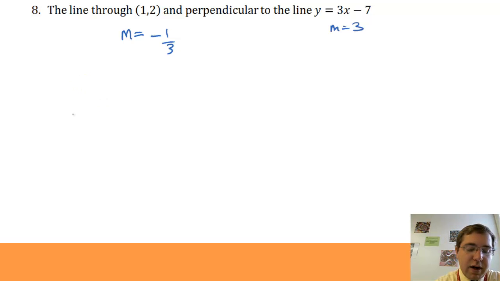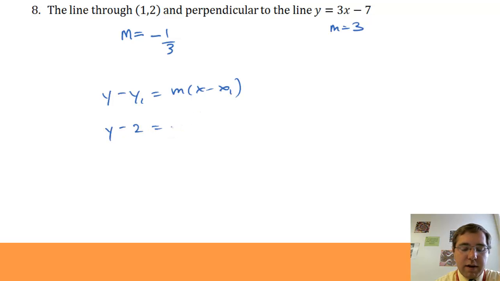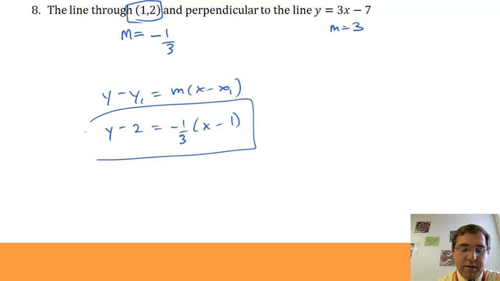So let's try point-slope form. y minus y1 equals m times x minus x1. We've got a point, 1, 2, so the 2 is the y1. We've got the slope of negative 1/3, and the x1 is the 1 that comes from the point we were given. So we can stop there if we want our answer in point-slope form. And that is an equation of that line that's perpendicular to the line we were given. If we were to graph both of them, we'd notice that they would make a perfect right angle.